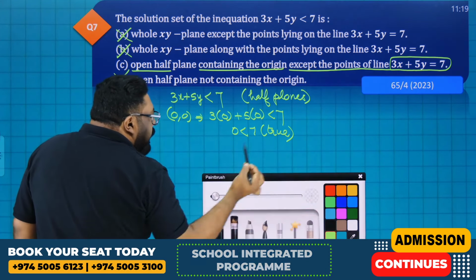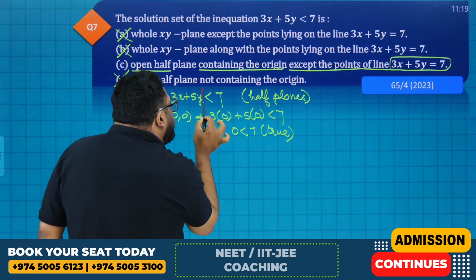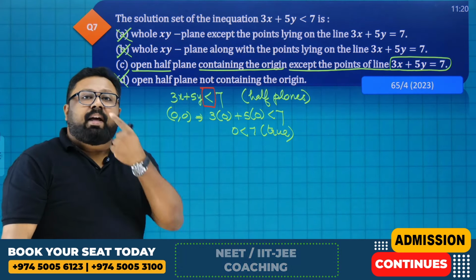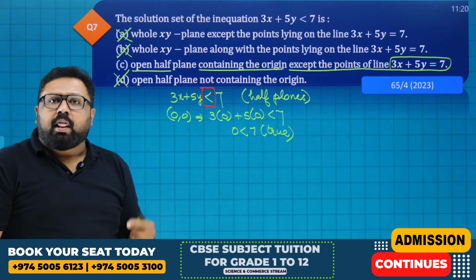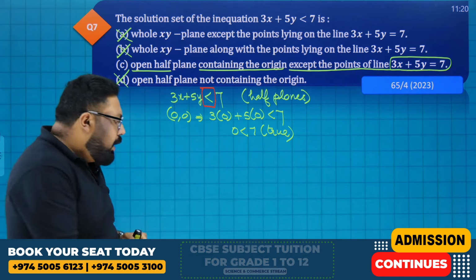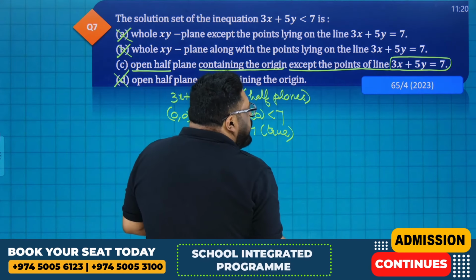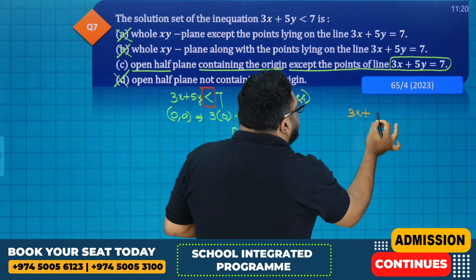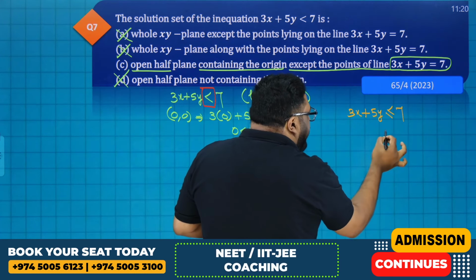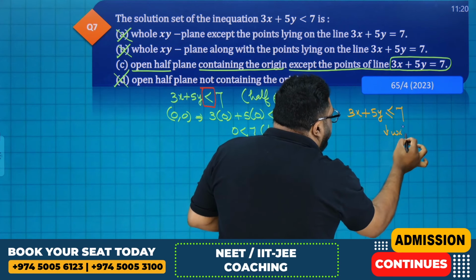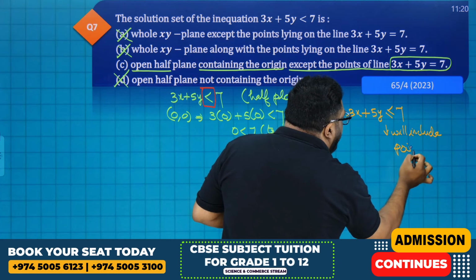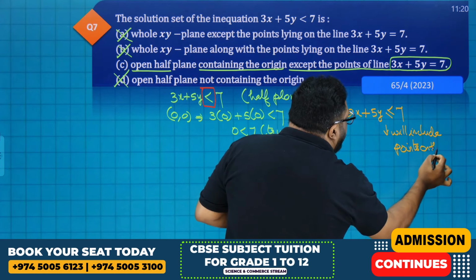This inequality very clearly mentions that this is strictly less than 0. Strictly less than 7, then it is not including the points on the line. But 3x plus 5y less than or equal to 7 will include the points on the line.